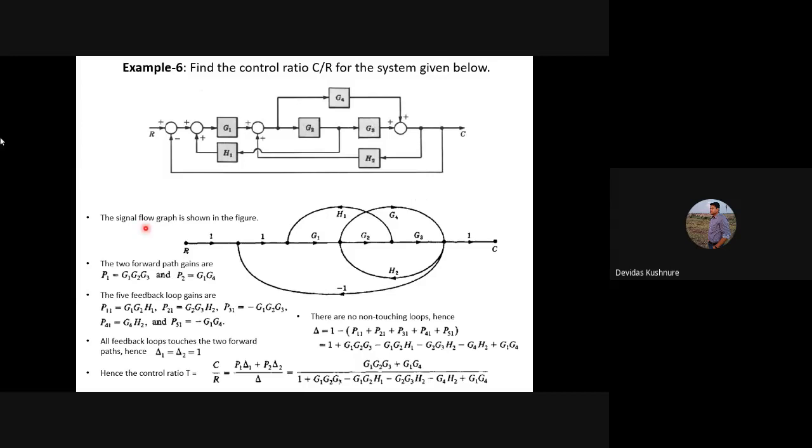And after that, we can solve using the usual procedure: find out the forward paths, find out the individual loops. These are the individual loops. Then find out the value of delta i. There are two forward paths, so we have delta 1 and delta 2, both are 1 because all the feedback loops are touching both the paths. So it is equal to 1. Then we put all these values in delta, so we can get delta, and this is what your output function, C by R, is.